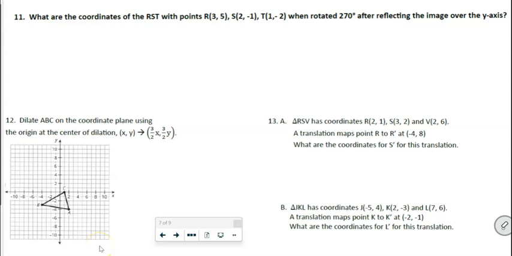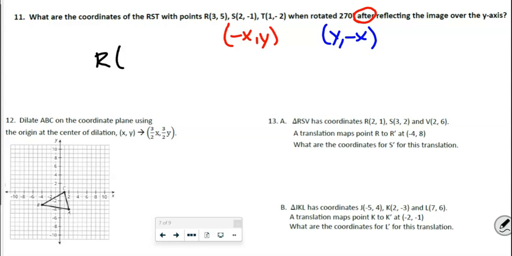So number 11 says, what are the coordinates of RST when rotated 270 after reflecting the image over the y-axis? So what's the most important word in this problem? It's that word after. Because what that means is that reflection over the y-axis happened first, and that rule is negative x comma y, right? And then we rotated 270, right? So that rule is y comma negative x. Okay, so we're going to go ahead and write our points here. R is 3, 5. S is 2, negative 1. And T is 1 comma negative 2.